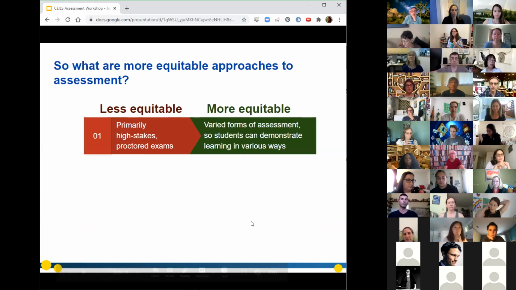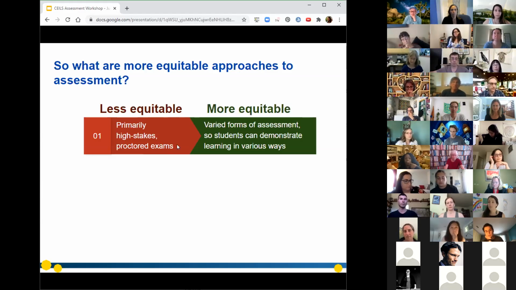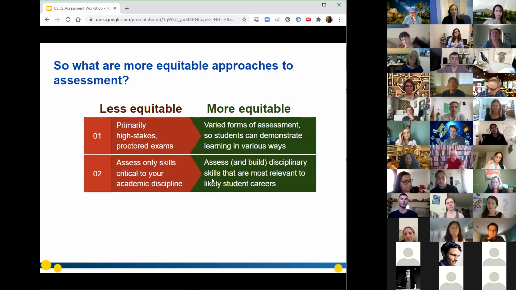So we want to give you principles that you can apply to your own course, of more equitable and less equitable. Less equitable are primarily high stakes proctored exams, and more equitable would be different forms of assessment so students can demonstrate their learning in different ways, written, speaking. Less equitable would be to assess only the skills that you think are critical to your discipline. This is how I thought about it: when you're enmeshed in physics, that's what you want to assess. But assess and build the skills from your discipline that are most relevant to the student's careers. If your students aren't going to go into your specific field, what do they need from your field for what they are going into?